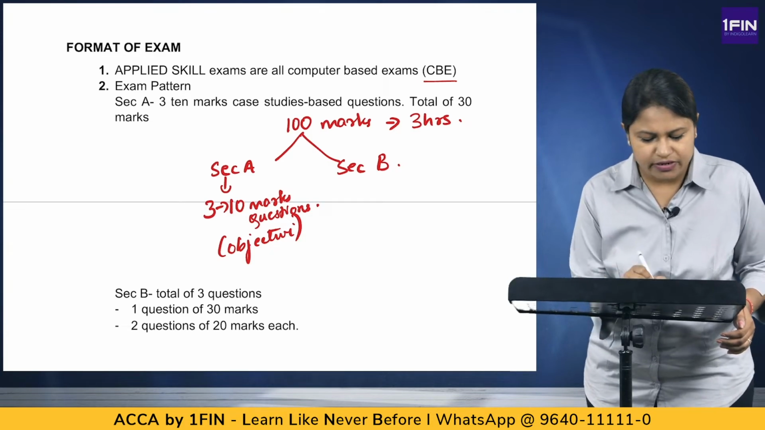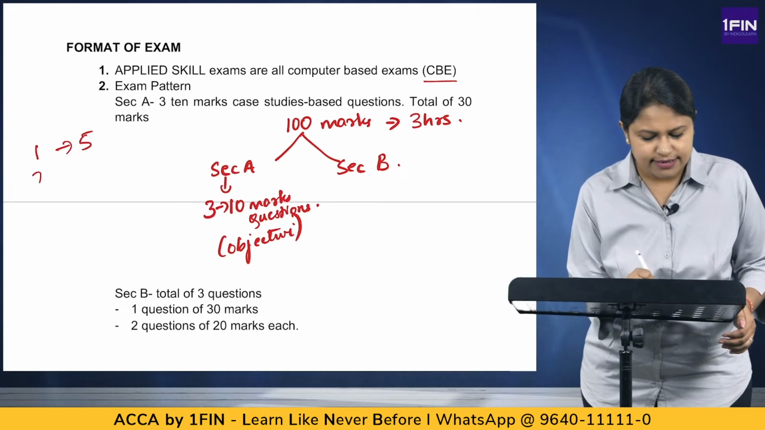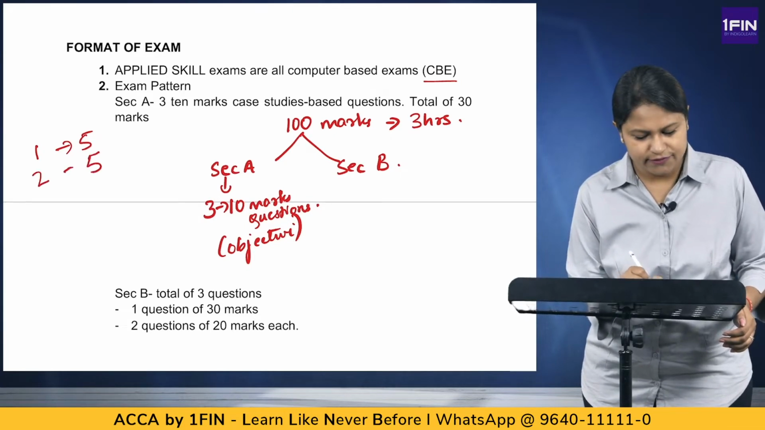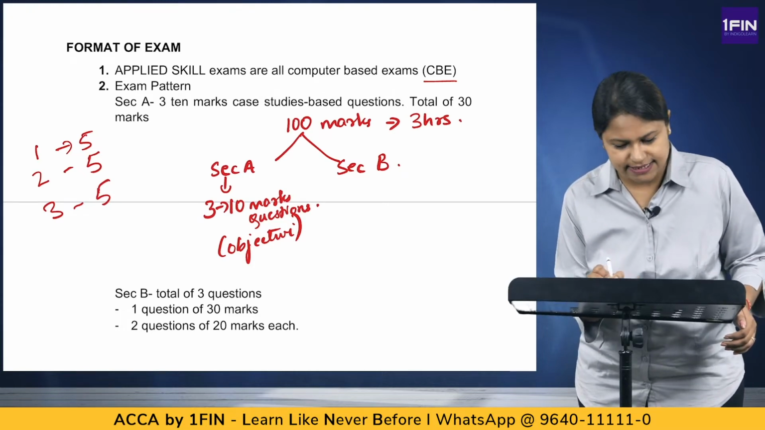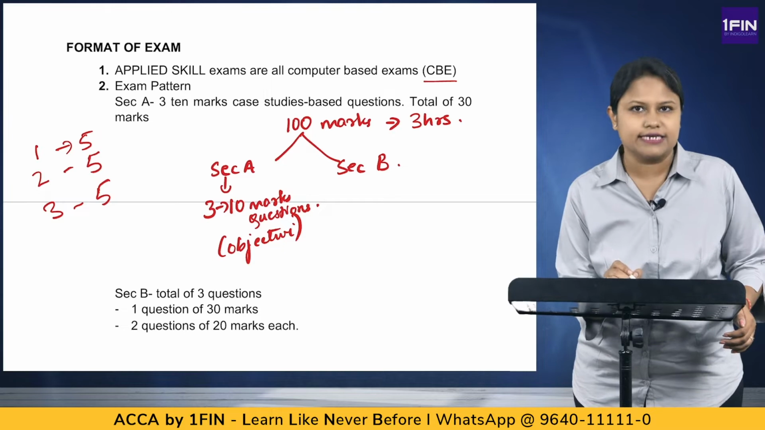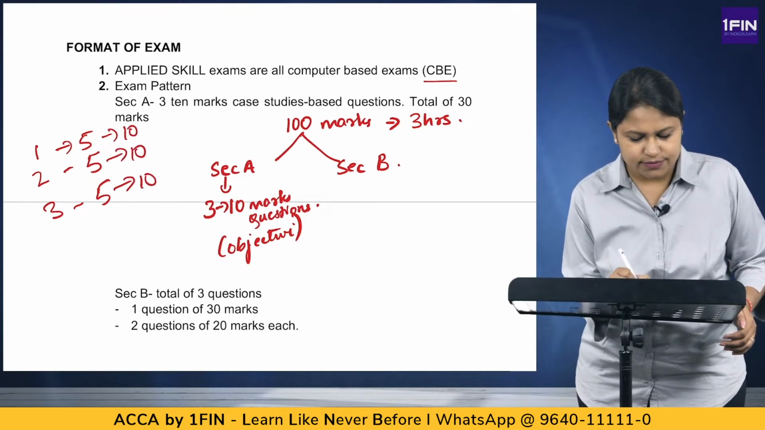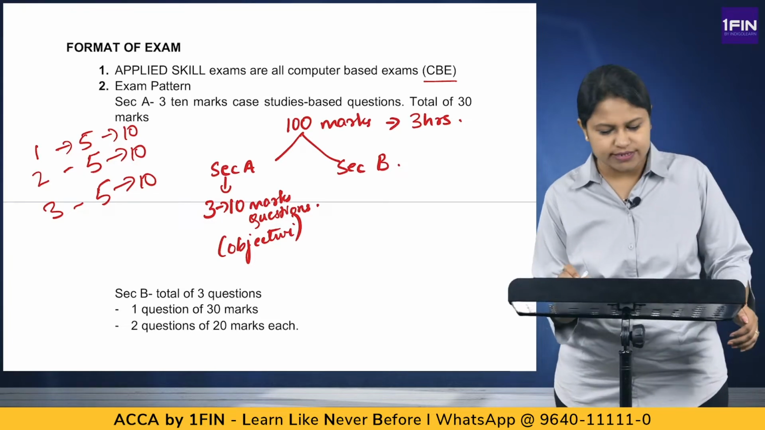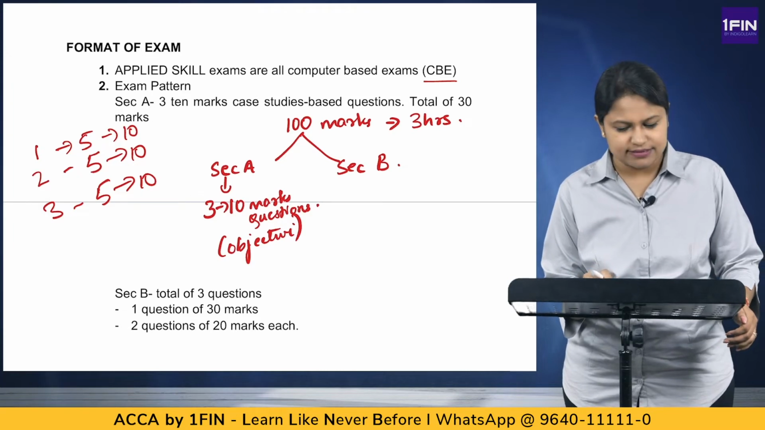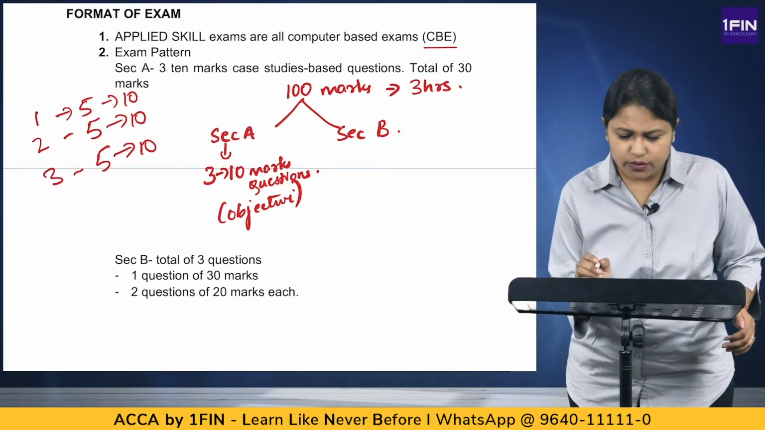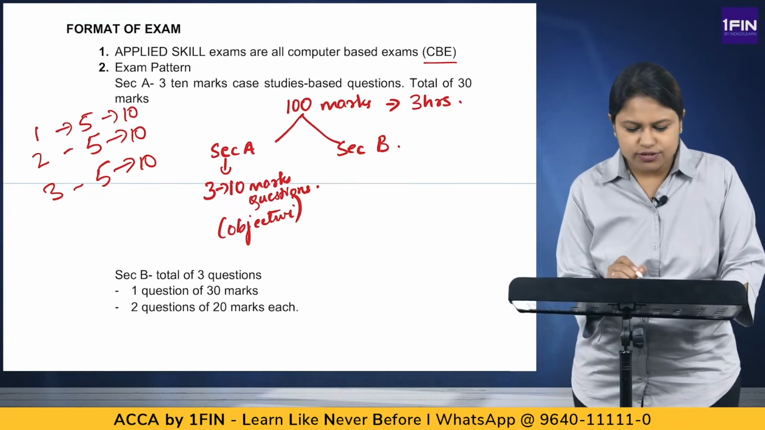So how will the question framing be? You will have one question with usually 5 questions under it. Second, again we will be having 5. Third, 5. So basically there are going to be 3 10-mark case studies based questions, total of 30. So you will have 10 marks for the first one, second and the third. So that is the way we have the questions. So 3 questions you will be having, 10 marks each, that will be equaling 30 marks.